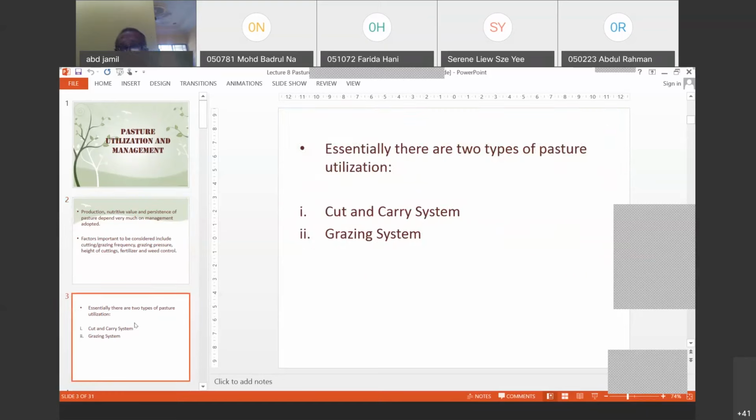Basically, there are two types of pasture utilization mentioned earlier. One is cut and carry system, and the other is grazing system. In cut and carry system, you just cut the grasses that you planted and bring them back to the barn, to your kandang. Grazing system has two subtypes.